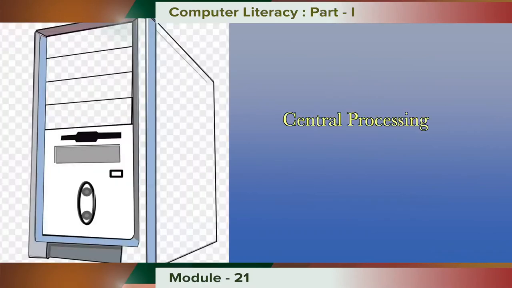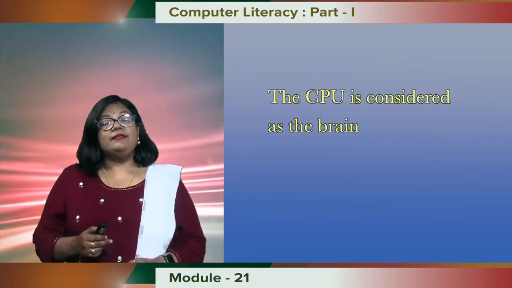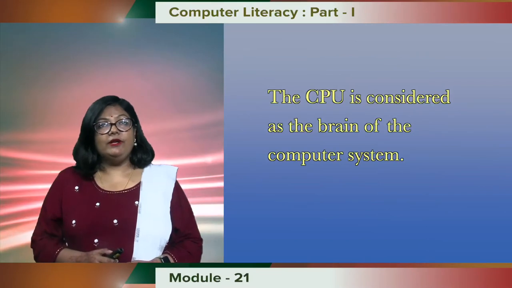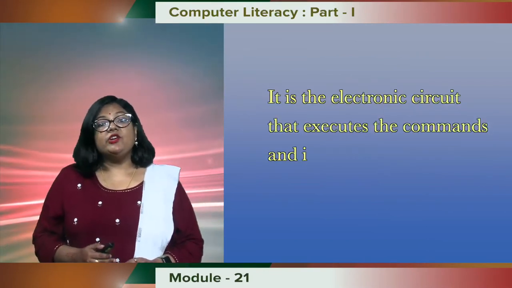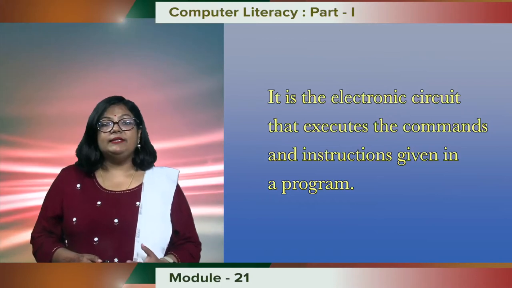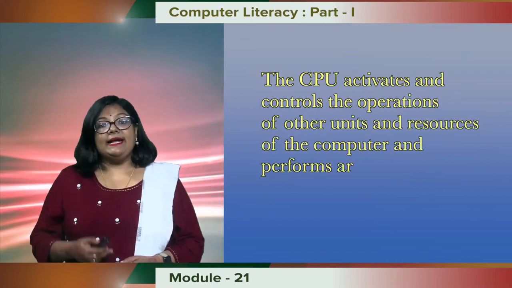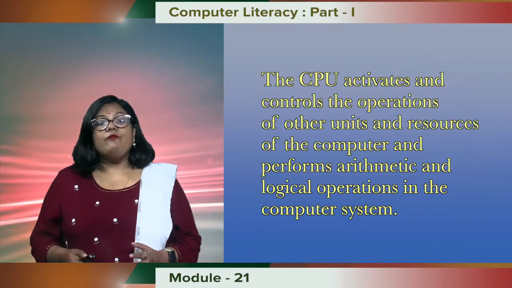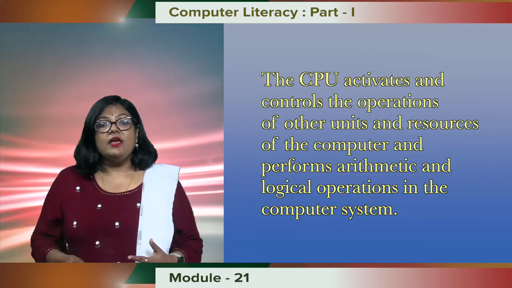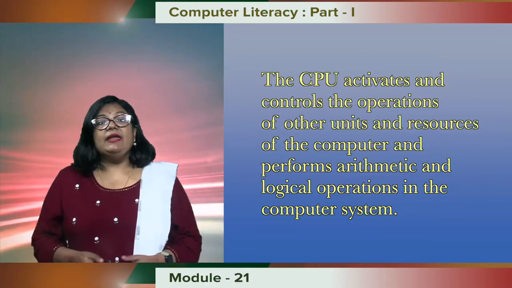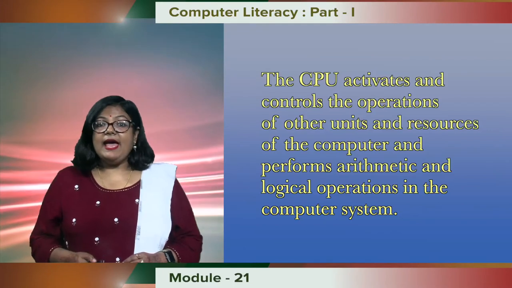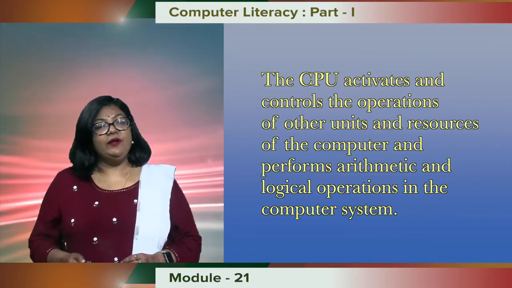Next, let us look at the third component of a computer, which is very important, the central processing unit or the CPU. Now, the CPU is considered the brain of the computer system. It is the electronic circuit that executes the commands and the instructions that are given in a program. The CPU activates and controls the operations of all the other units and resources of the computer system, and it also performs the arithmetic and the logical operations in the computer system.